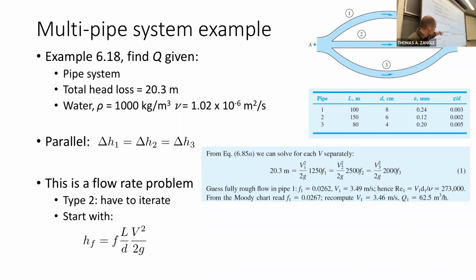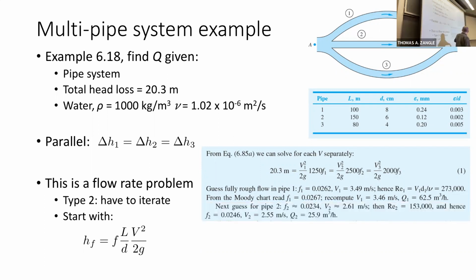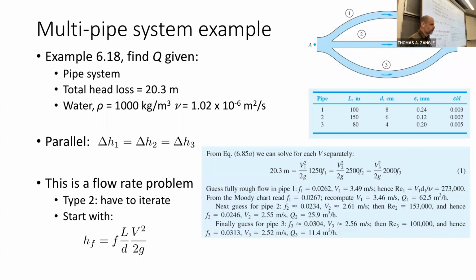So we're going to start with the fully rough estimate in pipe 1, get our friction factor 0.0262. From that, we'll get our velocity, Reynolds number, and update our F1. For pipe 2, again, we're going to start out with a guess based on fully rough of 0.0234. We'll do the same thing for pipe 2, and then for pipe 3, we're going to do the same thing as well.